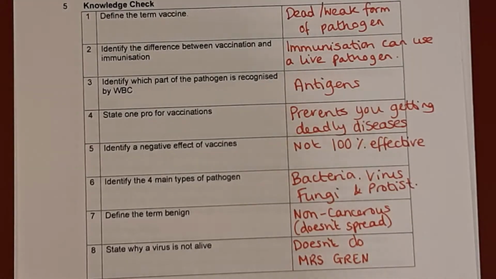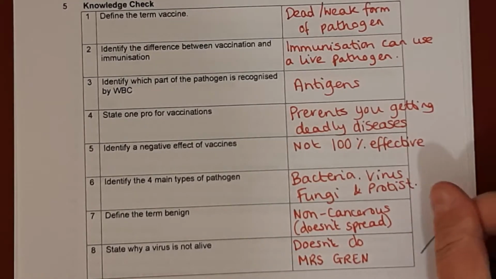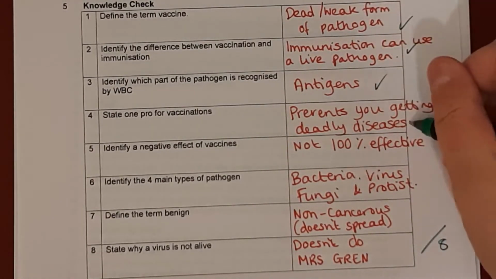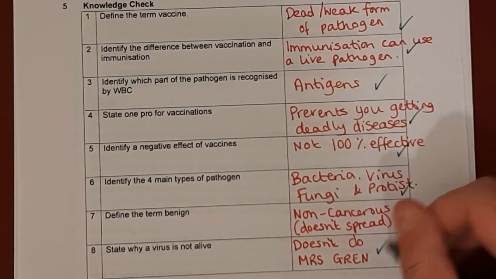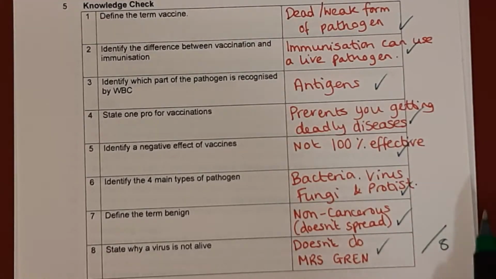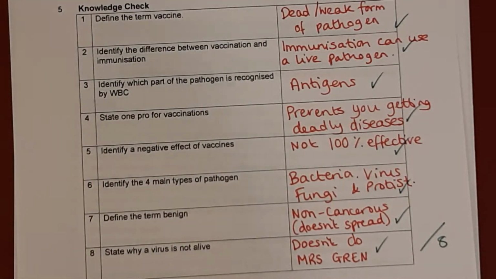Give yourself a mark out of 8 for that. Make sure you've used another coloured pen to mark, and if you haven't written an answer, you cross it and then write your correction next to it. So if you've got more than 6 of those right, well done. 4 or less, then you really need to have another go at this one, please.